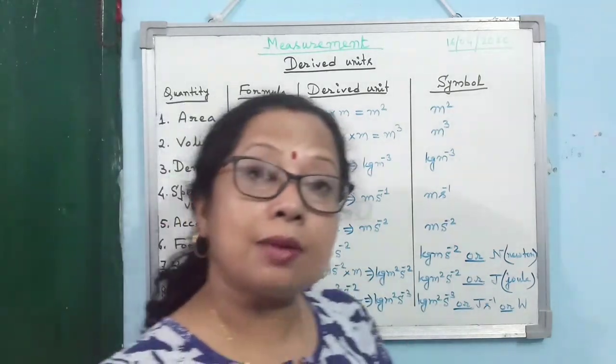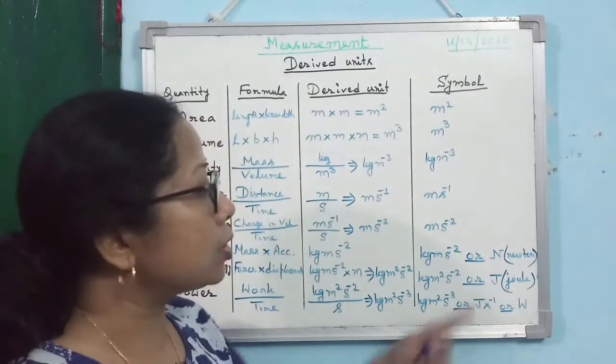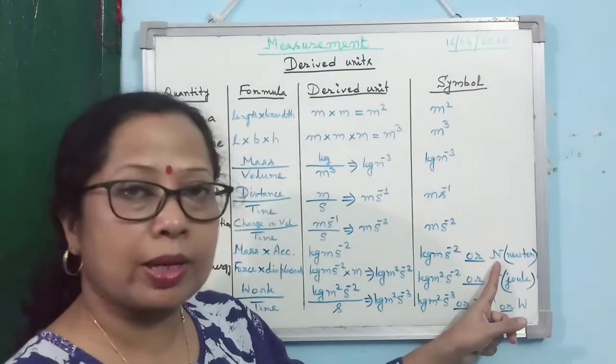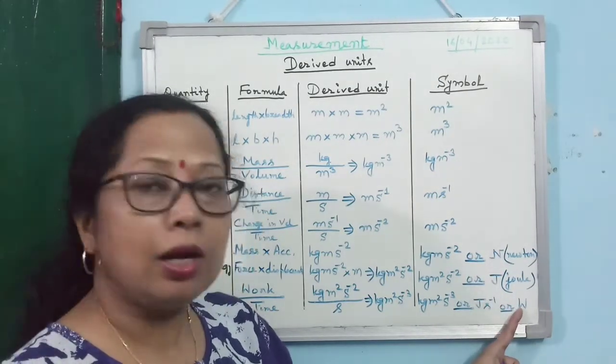But if the question comes only write down the SI unit, base unit not written, in that case what should be your answer? Your answer should be this one, Newton for force, joule for work done energy and watt for power.